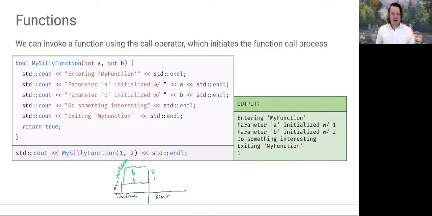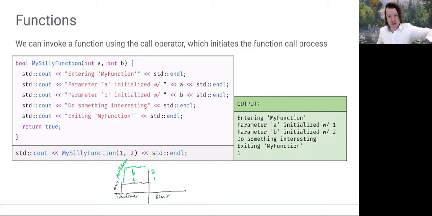As we're running through this code, somehow we're going to have to get to the base address, if you will, of where this function is in memory. Kind of where it starts, and then we'll begin executing the code associated with it. Let's assume that one line corresponds to something up there in memory, and look at this line by line. We've moved to where my silly function begins in memory. We hit the first statement, which writes out to standard output, entering my function. Next statement, parameter a initialized with; next, parameter b initialized with; next, do something interesting; next, exiting my function; and then we hit the return statement.